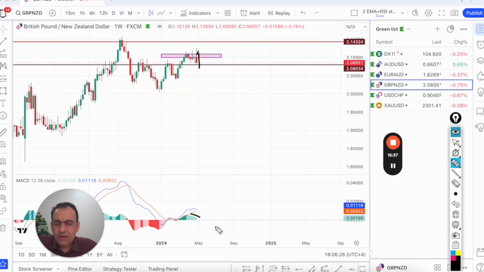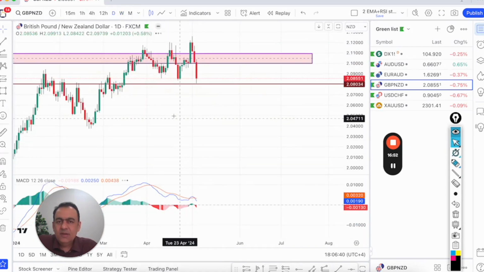Even on MACD, the histogram is getting weaker now. From dark green, it has turned to light green. MACD lines are pointing downwards, and it may complete a bearish crossover in the coming week. Let's quickly move to the daily chart.